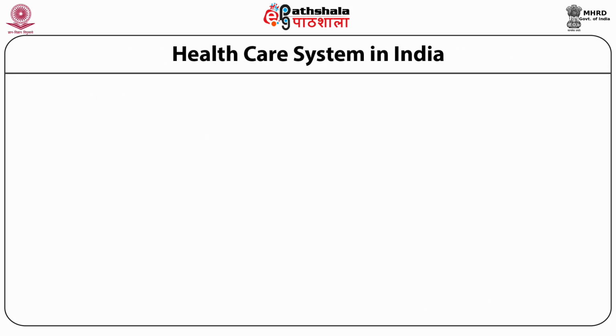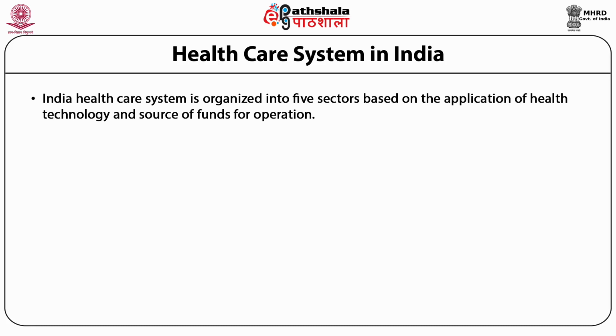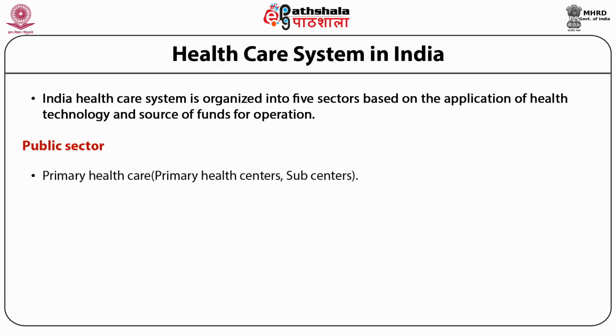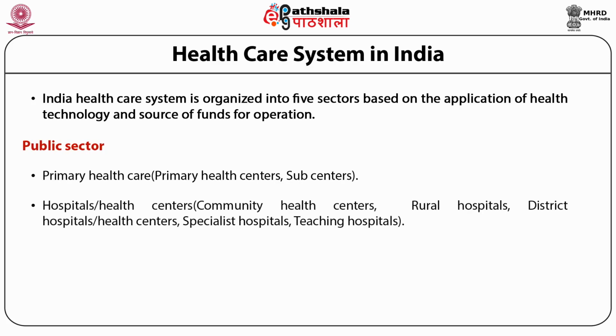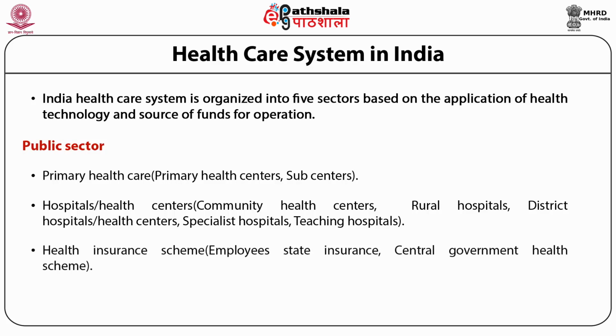Healthcare system in India. In India, healthcare system is organized into 5 sectors or agencies based on application of health technology and sources of funds for operation. Number 1, public sector. Under this, primary health care is there, in which primary health center and sub-centers. Then comes hospitals health center. Under it are community health centers, rural hospitals, district hospitals health centers, specialist hospitals, teaching hospitals. Then there is health insurance scheme. Under it comes employees state insurance, central government health scheme. Then other agencies like defense services and railways.